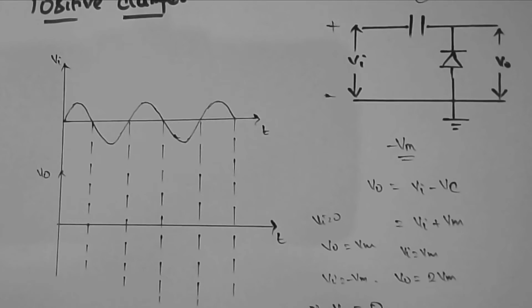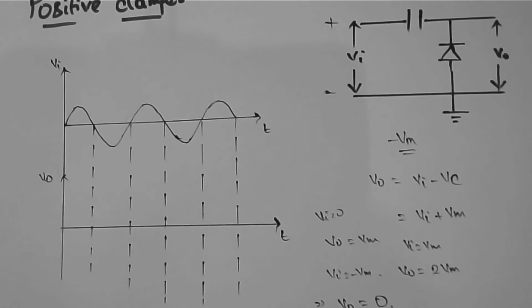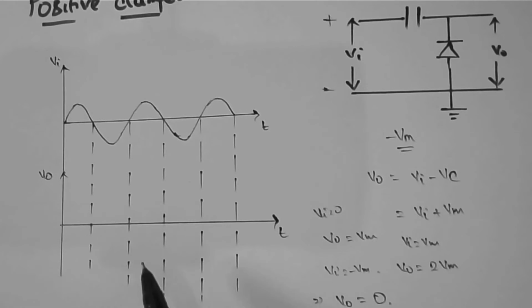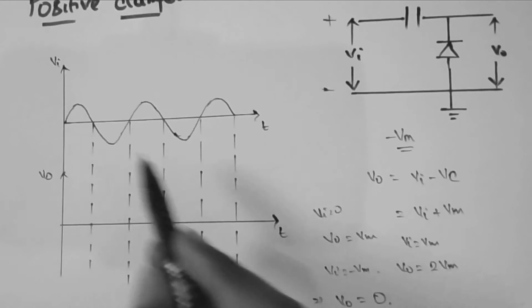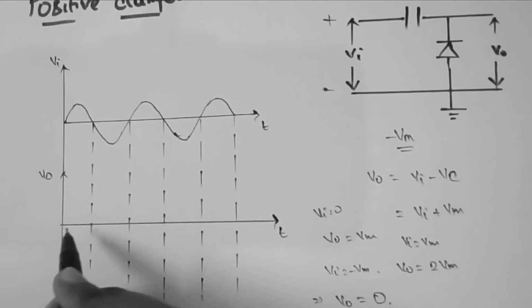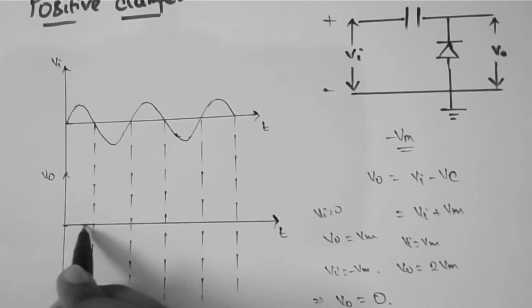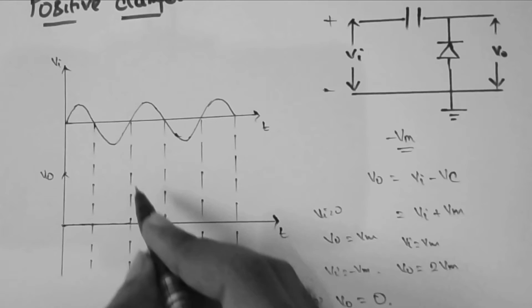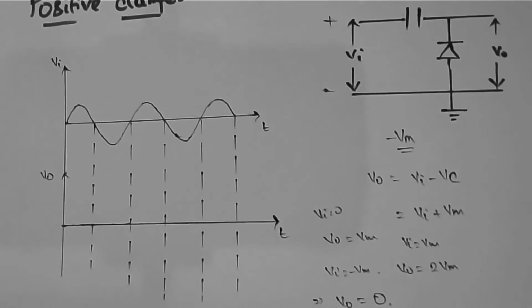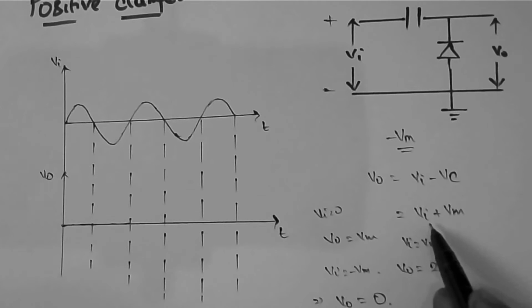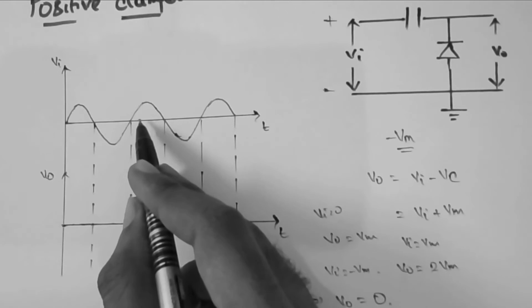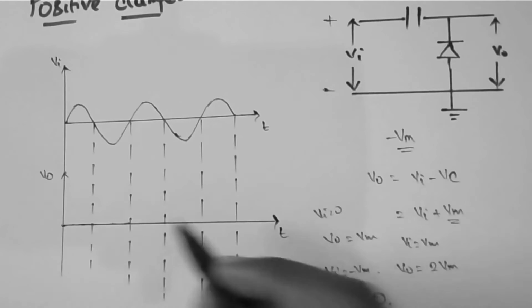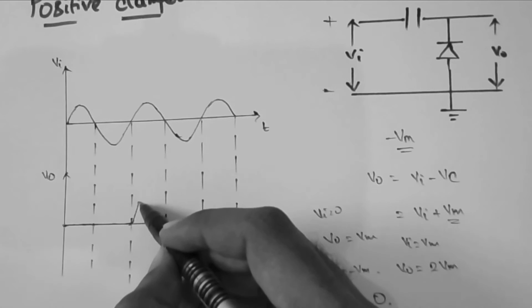So we can draw the output waveform as follows. During the positive half cycle, the diode will not conduct, and for the next negative half cycle, the capacitor would charge. So for the first half cycle, there would be no voltage across output. Then as the voltage increases, the output voltage is Vi plus Vm. So for the input voltage, an extra DC voltage of Vm is being added. So it would be like this.